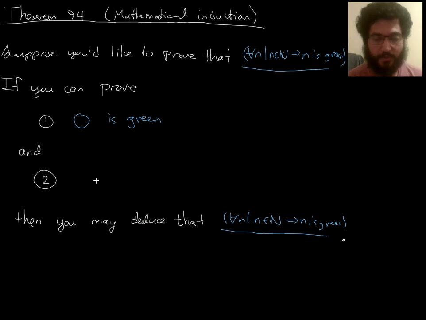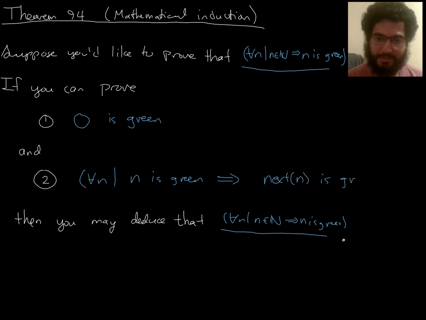And then prove what's called an induction step. So prove that for any given natural number, if it has the property, this is a hypothetical, if it has the property, then the next one, its successor, also has that property.